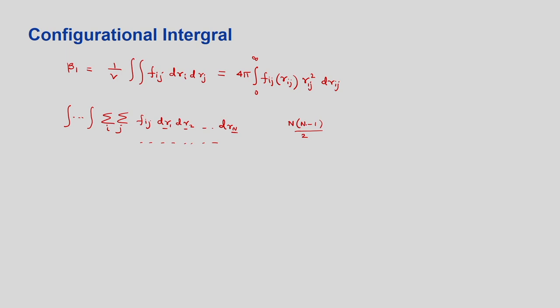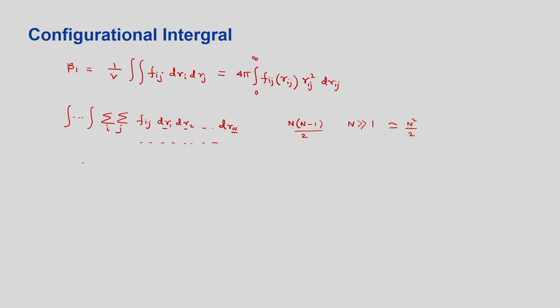The minus 1 we can neglect, so it is of the order of n square by 2. Because n is very high, of the order of Avogadro's number, it is a huge number, so you can simply write n square by 2. Some simplification is required to reduce these integrals. This is one such simplification, and we will use a similar exercise for other irreducible integrals. So this is the first one.